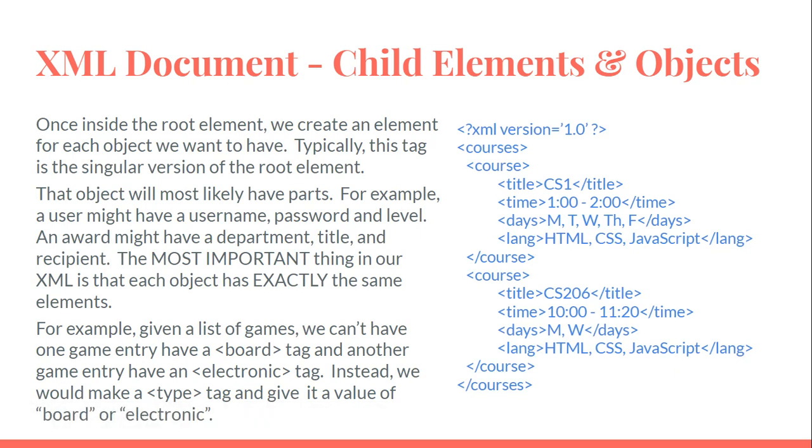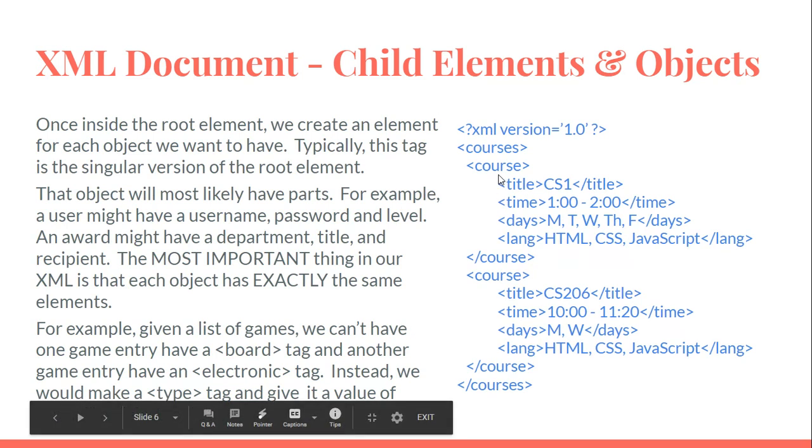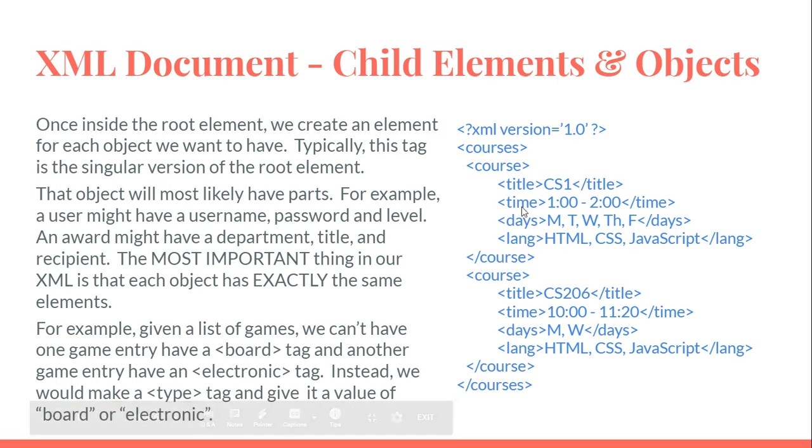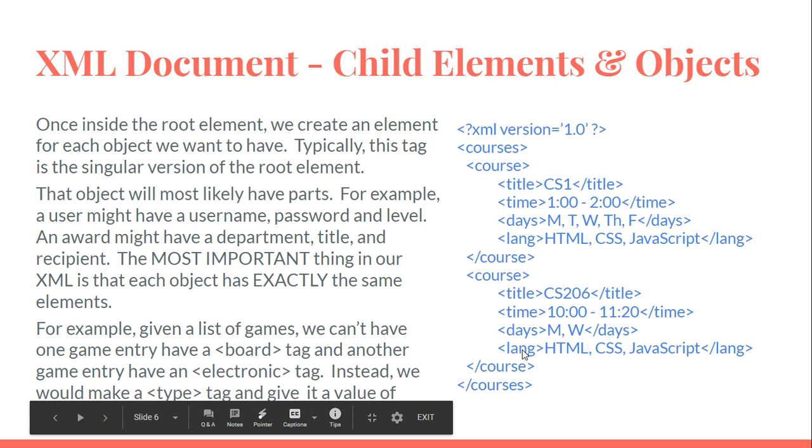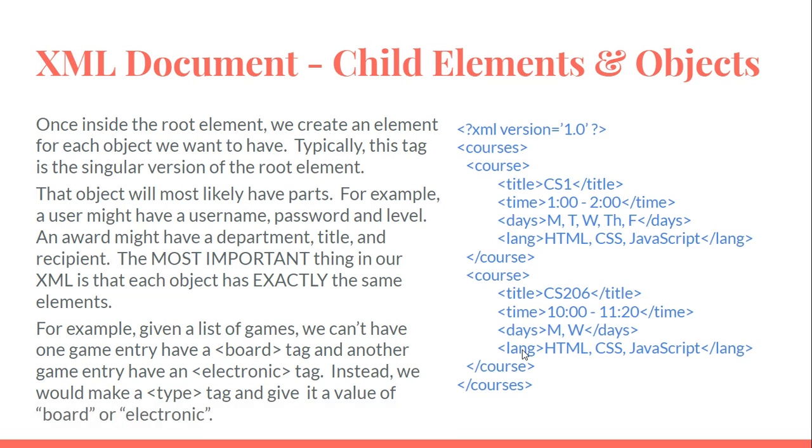So once again, please make sure that we have the same elements inside each object. Another example is that if I have a game object, and I'm talking about Connect 4, which is a board game, I couldn't have a board element in one and an electronic tag in another. Instead, what I would do is I would have a type tag and give it the value of either board or electronic. Because once again, when I have an object here, all of the elements inside of that object have to be the same in every single object in the entire XML document.